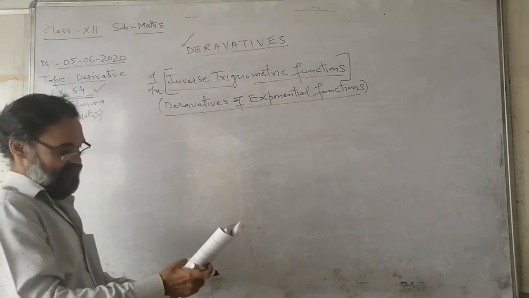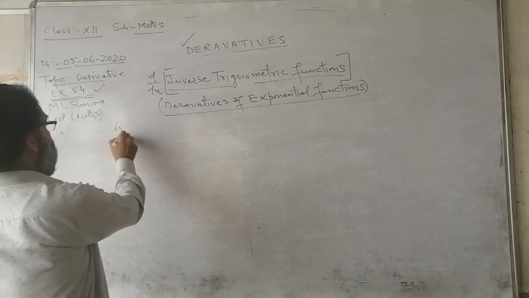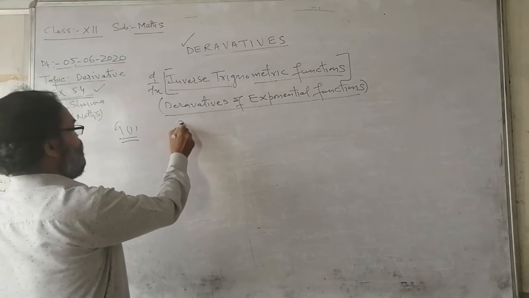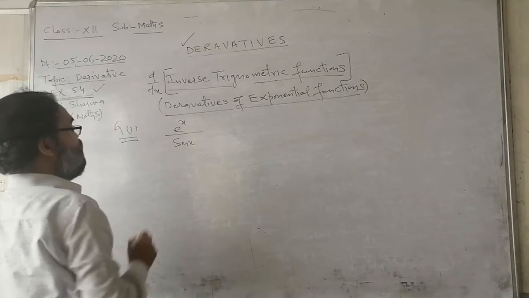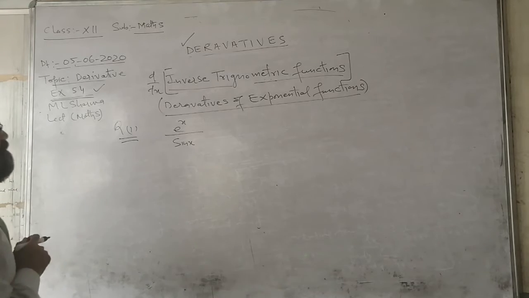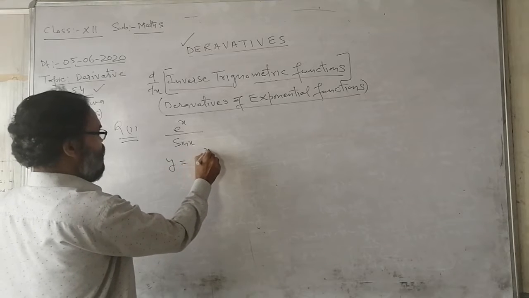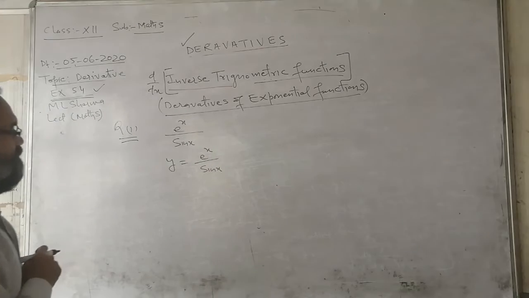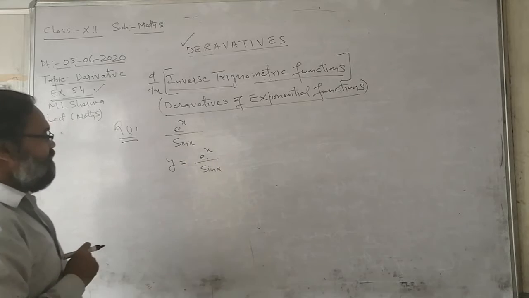There are 10 questions in this exercise. Question number 1 says e power x upon sin x. This is an exponential function, and I have to differentiate this function. So y equals e power x into sin x. This is the function given to me whose derivative I have to find.